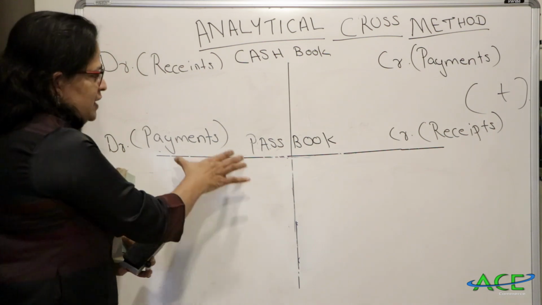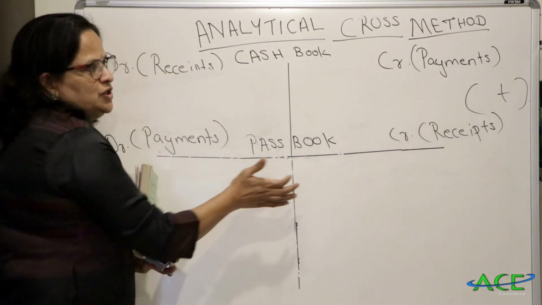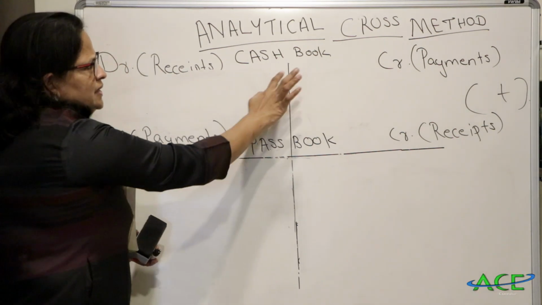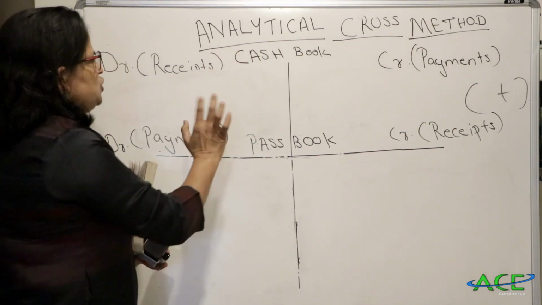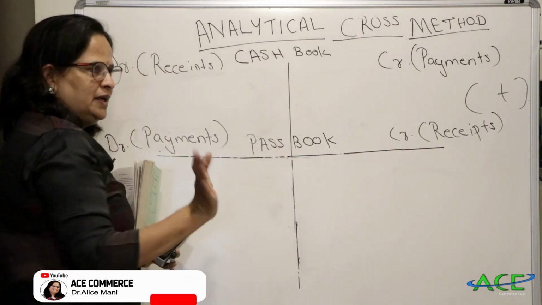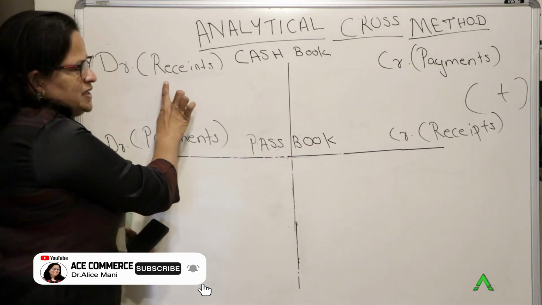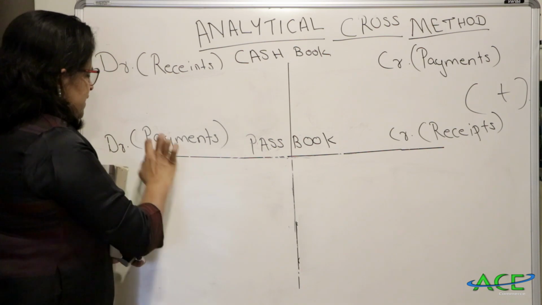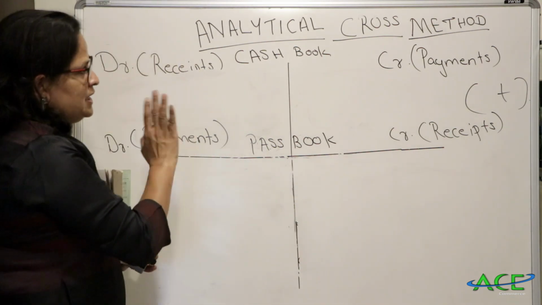Whereas in the passbook, this side is payment and this side is receipt. Just the opposite of that. So this is what we call the analytical cross method. You have to remember two statements, one is cash book and one is passbook. This is the receipt side, debit side, and this is the credit side for payments for the cash book. In the passbook, the debit side is payment and the credit side is receipts. So this is the analytical cross.